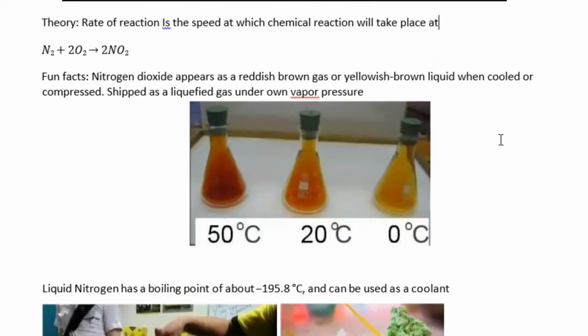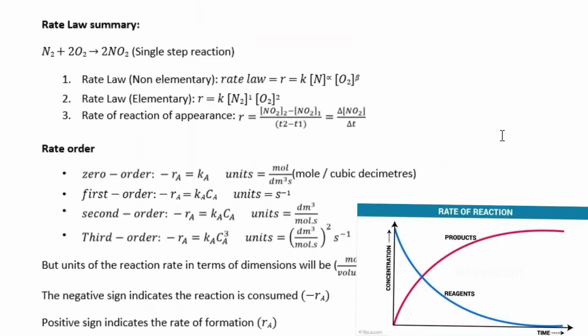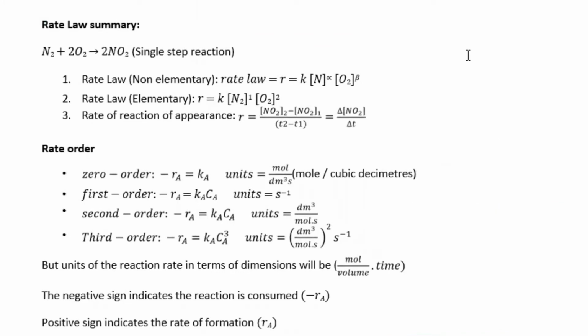It can be defined as the speed at which a chemical reaction takes place, and it's usually calculated using concentration over time. In the coming examples, we are going to look at rate law for non-elementary, rate law for elementary, and the most common one, rate of reaction, represented as concentration over time. We are going to look at the appearance of the products and the disappearance of the reagents.